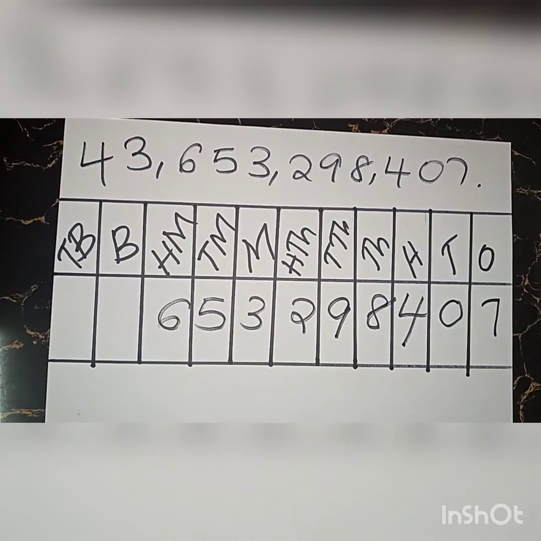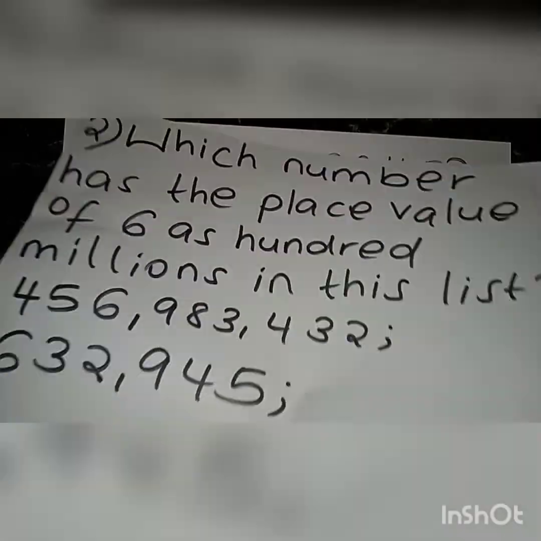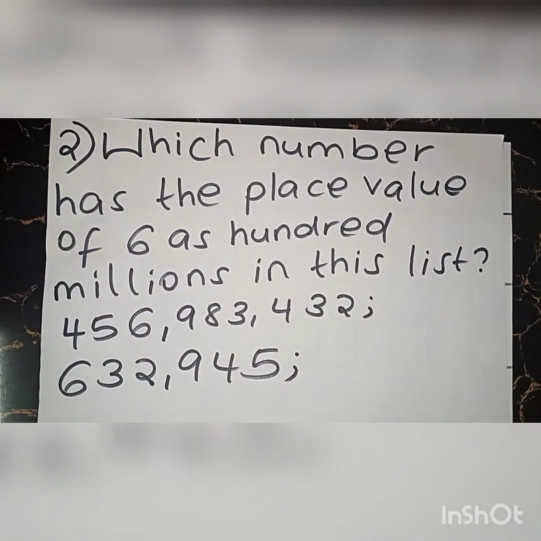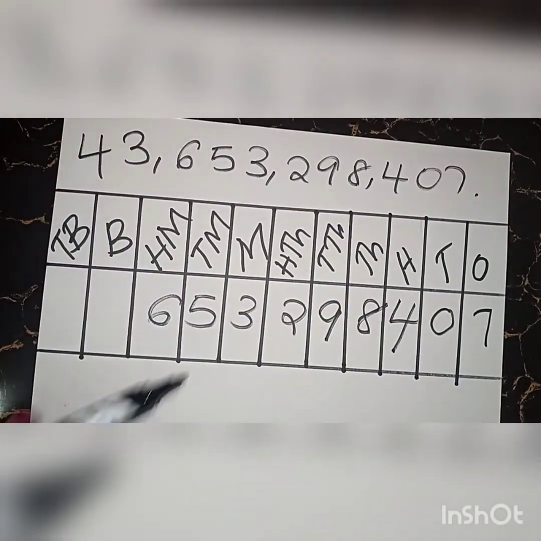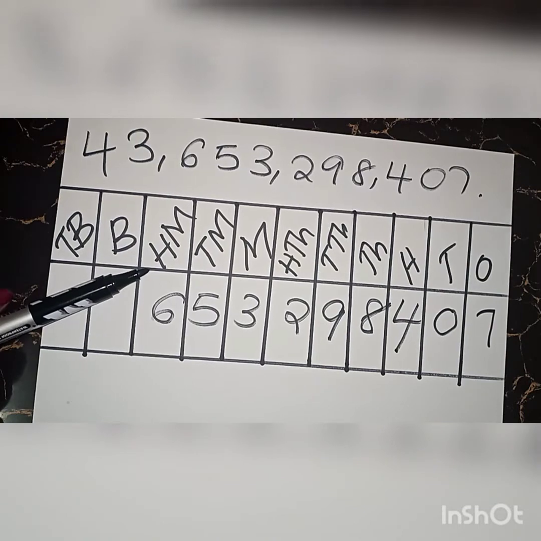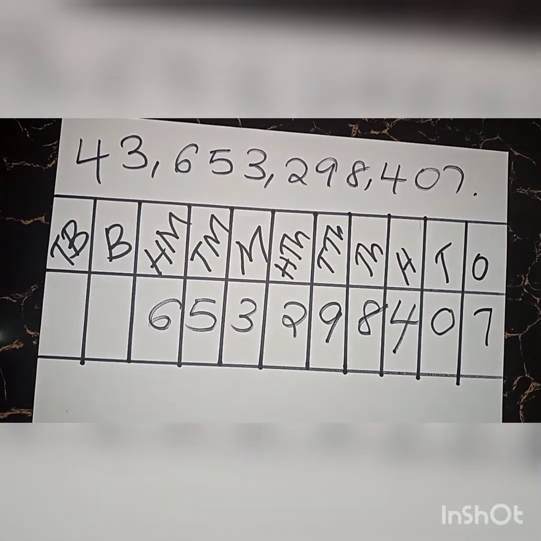Okay, so we can see in this number that 6 is in the 100 millions place. Okay, yes, and so are we right? Is that the answer? Can that be the answer? We've been asked to find the number that has the place value of 6 as 100 millions, okay? And the place value of 6 in this question is 100 millions. Are we together? Okay, and we finally found our answer because we're looking for the number that has the place value of 6 as 100 millions, okay?